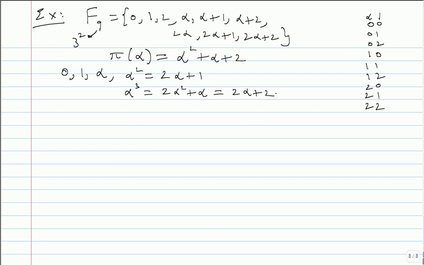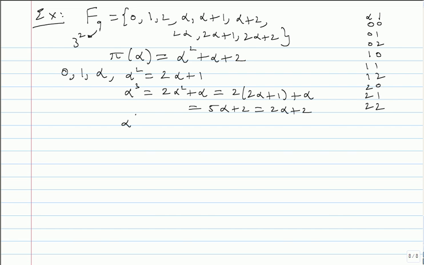This is all quite dangerous. Did I make any mistakes? Let me do one or two cases in detail so that I get some confidence. 2 alpha plus 1 plus alpha, so this is 4 alpha plus 2 plus alpha, this is 5 alpha plus 2, which is the same as 2 alpha plus 2, right?